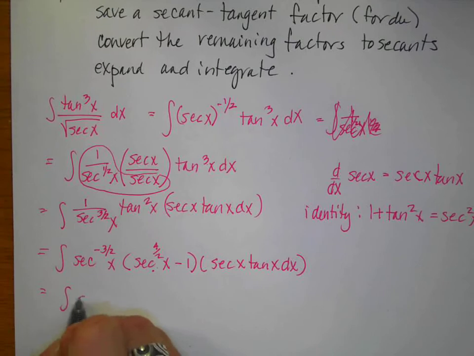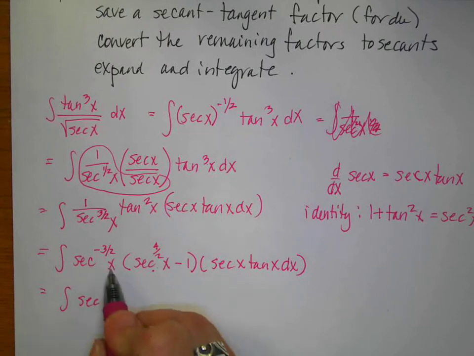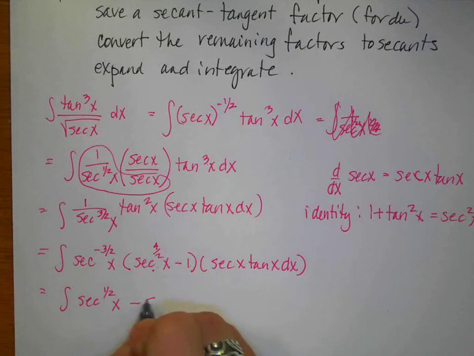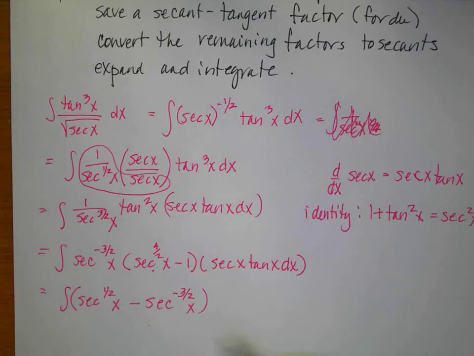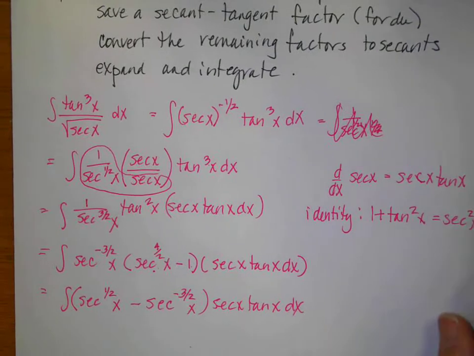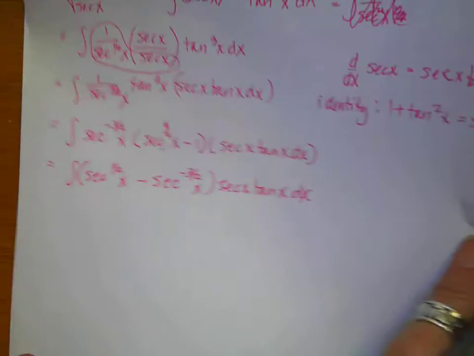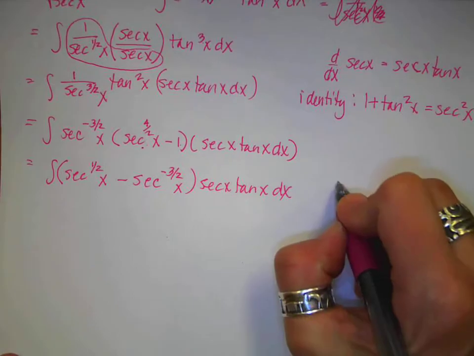So if I distribute these two, I get secant to the 1/2 of x, and then these two guys multiplied, minus secant to the negative 3/2 of x. That's the first part. And then I have my secant x tangent x dx. Let me scoot this up so I can have a little bit more room.